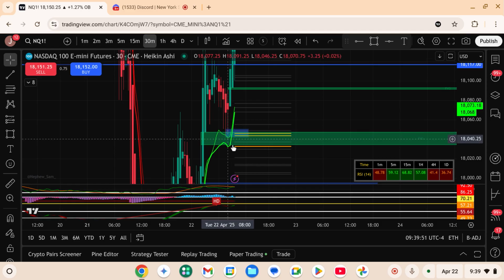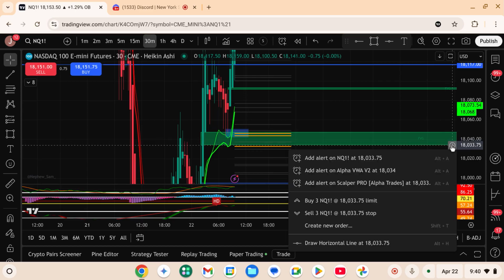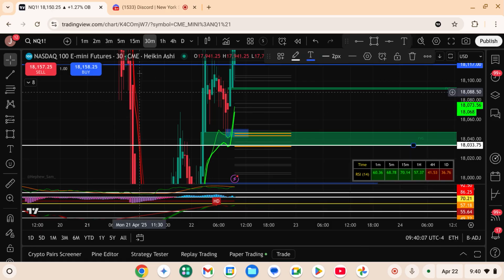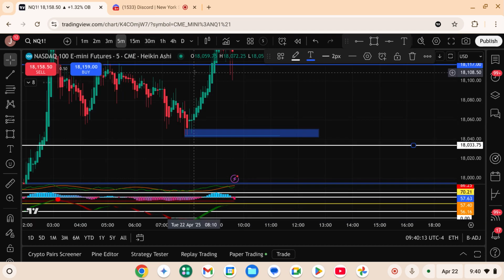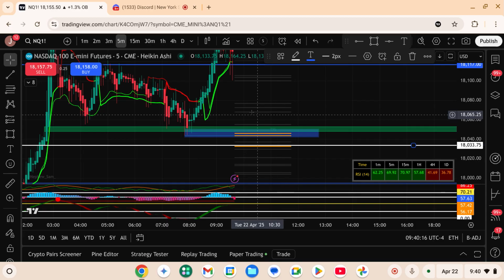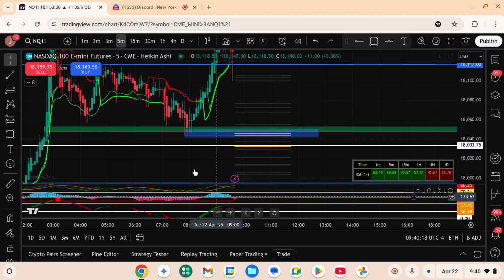You see how it curved right here and then curved right here too. These areas, if you draw it up from a higher time frame standpoint, and then go to a smaller time frame, you can see that support on a smaller time frame right there.